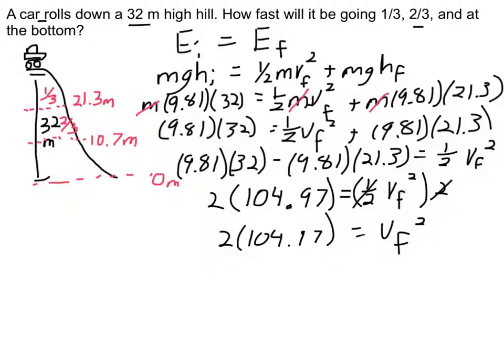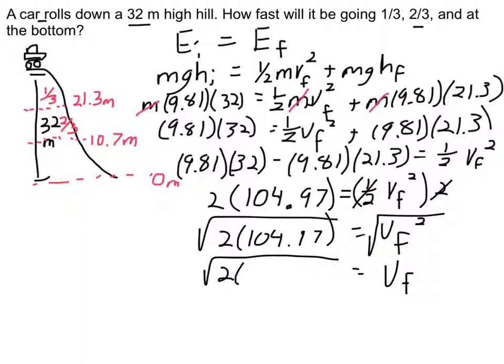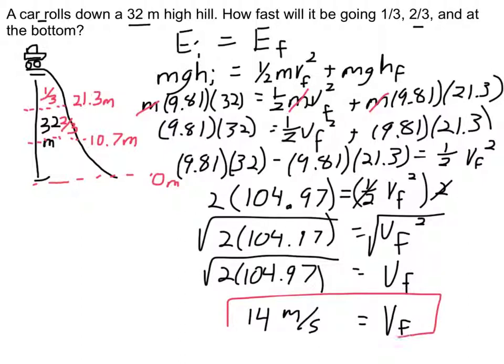And then to get rid of the square, I square root both sides. So my final velocity is going to equal the square root of 2 times 104.97, whatever that is. And with significant figures, it was 14.489, but with significant figures, that's 14 meters per second because it only gave you 2 significant figures, 32 meters high hill. If you had rounded a little bit differently somewhere else, maybe in the height here, because this was technically 21.333, maybe that would have pushed that up to 15.